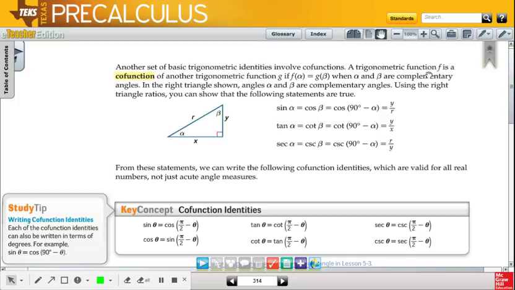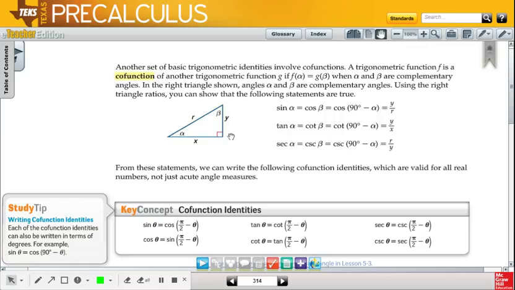A trigonometric function f is a cofunction of another trigonometric function g if f of alpha equals g of beta when alpha and beta are complementary angles. In the right triangle shown, angles alpha and beta are complementary angles. Using the right triangle ratio, you can show that the following statements are true.